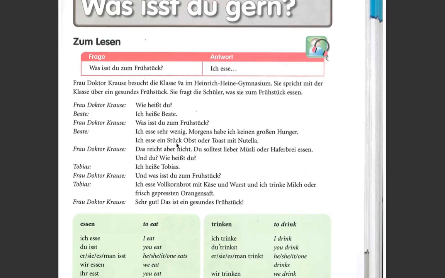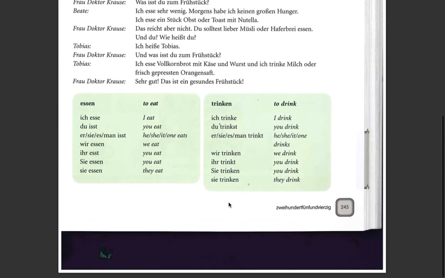Ich esse ein Stück Obst. I eat a piece of fruit oder Toast mit Nutella. Toast mit is with. Note that ohne, O-H-N-E, is without. Okay? Whenever you have lieber in a sentence, ich esse lieber is I prefer. Ich esse gern is I like to eat. Ich esse nicht gern, N-I-C-H-T, gern, I don't like to eat. Ich esse lieber, I like to eat muesli or Haferbrei, porridge. Okay. So das ist ein gesundes Frühstück. Ich trinke Milch oder Orangensaft, orange juice. If you were to replace orange with Apfel, A-P-F-E-L, that's apple juice.